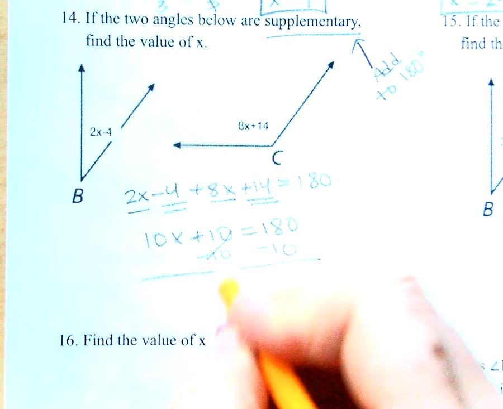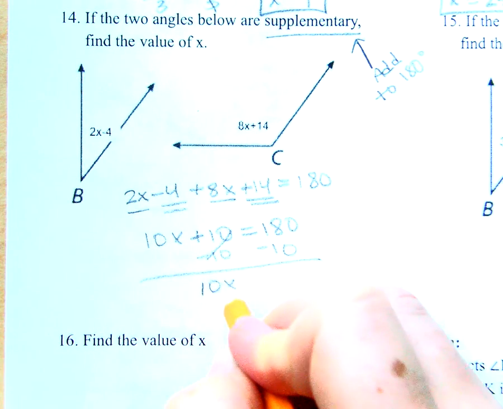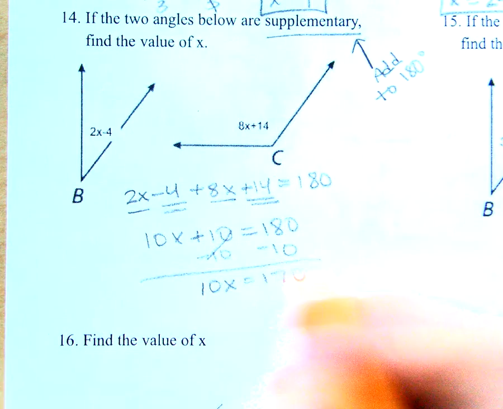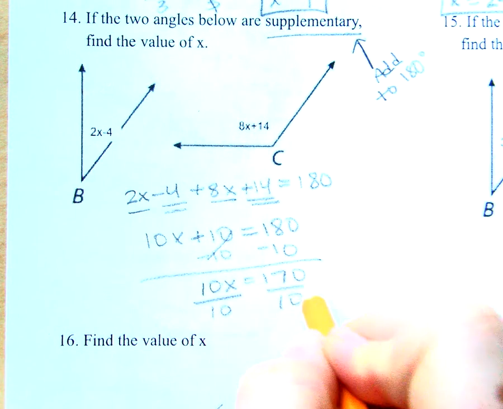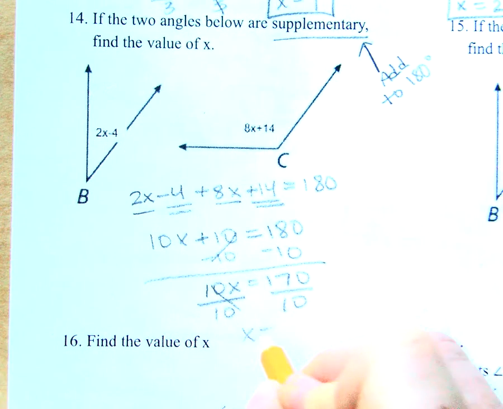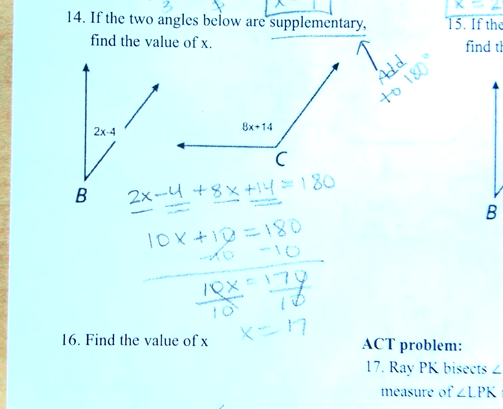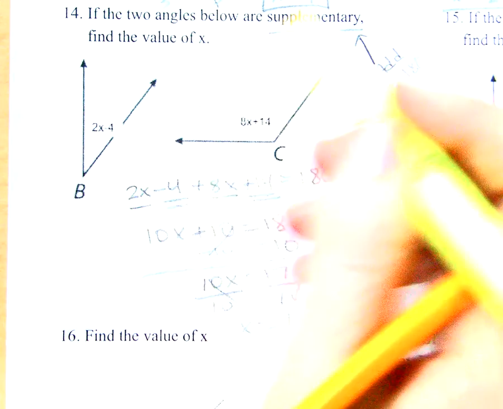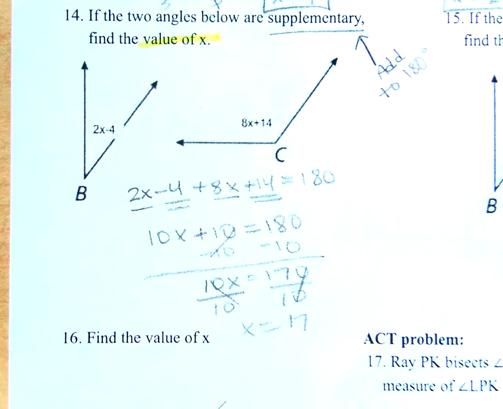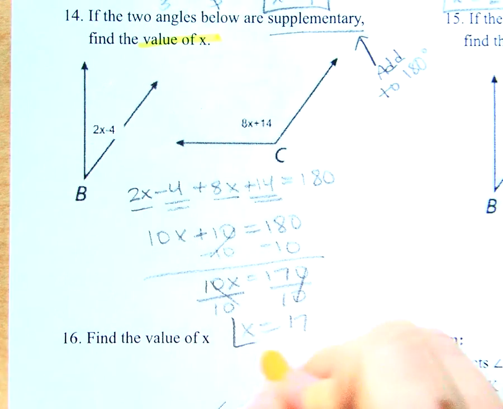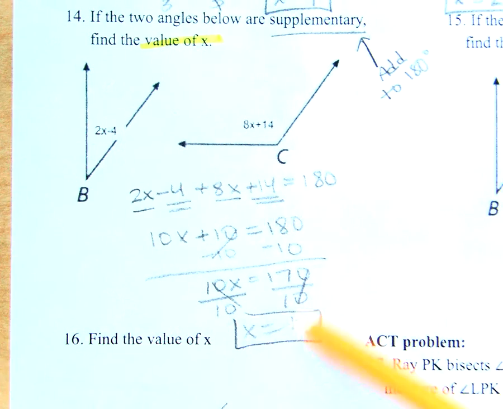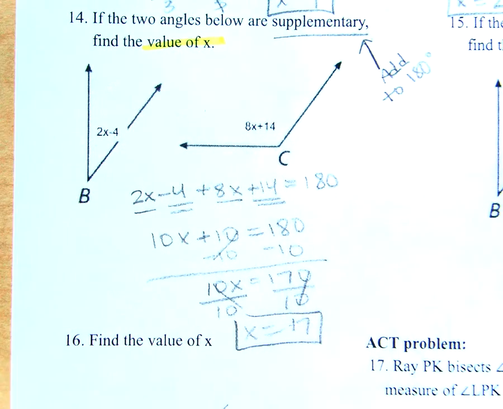Subtract 10, and I get 10x is 170. Divide by 10, and that gives me x is 17. Double checking that this is what I'm actually finding, I go back to the reading and it says find the value of x. So I'm good. I can check any of these by plugging my x back in and making sure the relationship holds true.